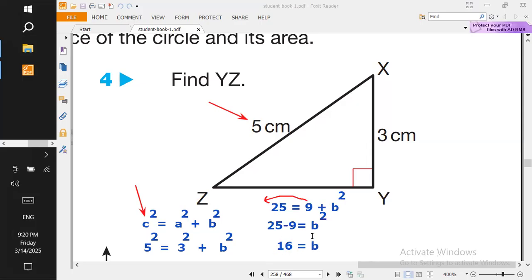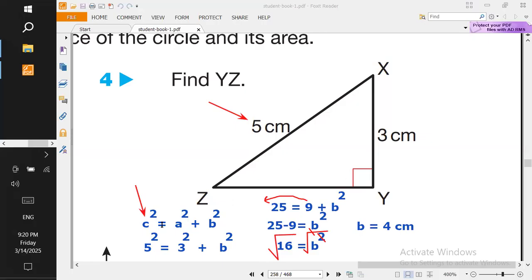Now I want b only. It means I have to get rid of the square. To remove the square, I'm going to do the opposite, which is square rooting. Because I did it to this side, I have to do it to the other side. So the square will cancel the square root, and I end up with b equals the square root of 16, which equals 4. And the unit is centimeters, so I have to use centimeters. And this is how you answer a question like this.